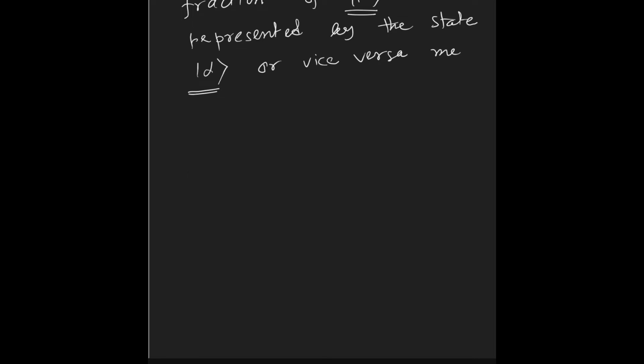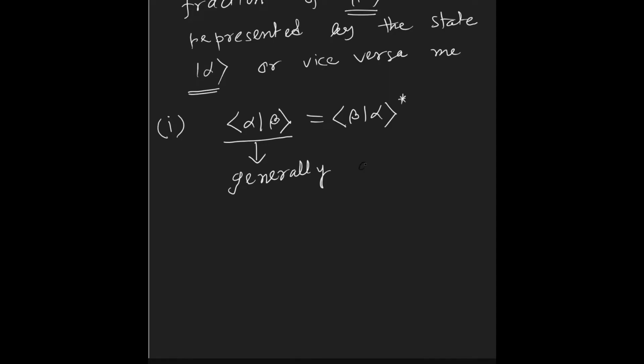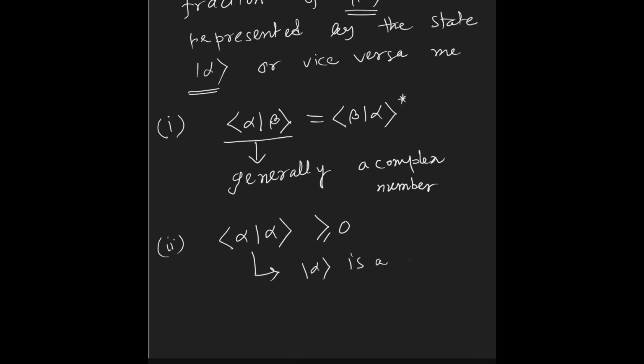There are some postulates corresponding to this inner product. The first postulate is that the inner product of alpha and beta is equal to the complex conjugate of beta alpha. Here the inner product is generally a complex number. The second postulate is that the inner product of a ket with itself is always greater than or equal to 0, and it is equal to 0 only when alpha is a null ket.